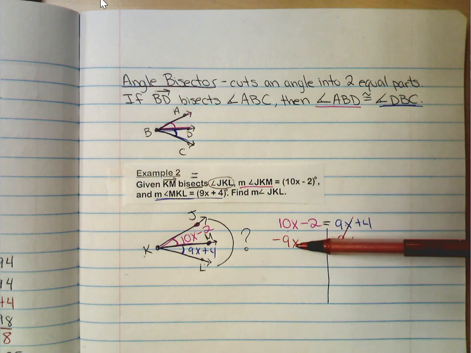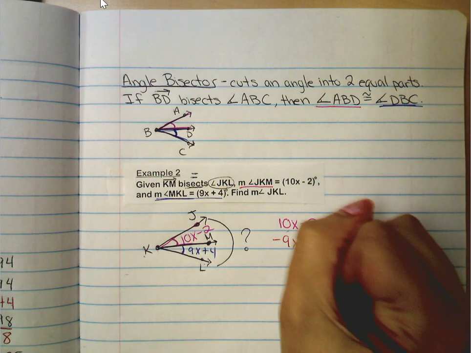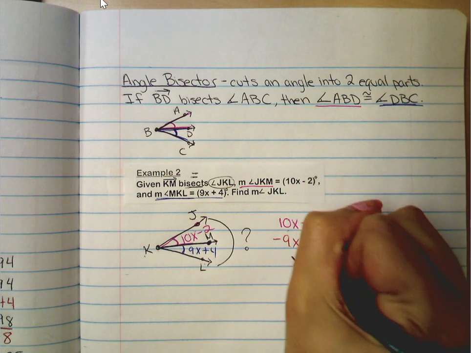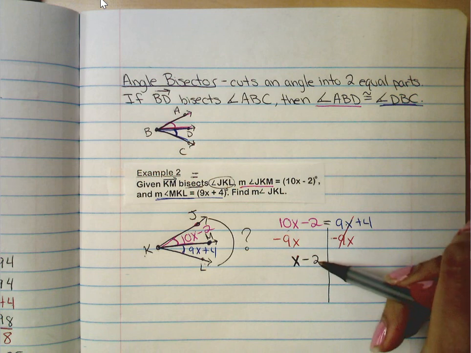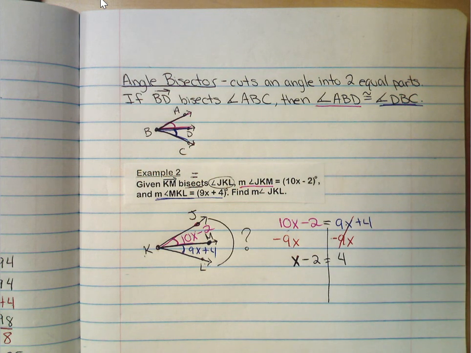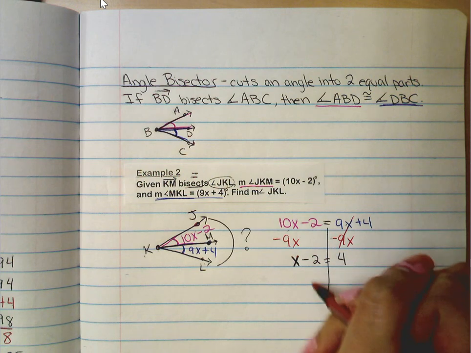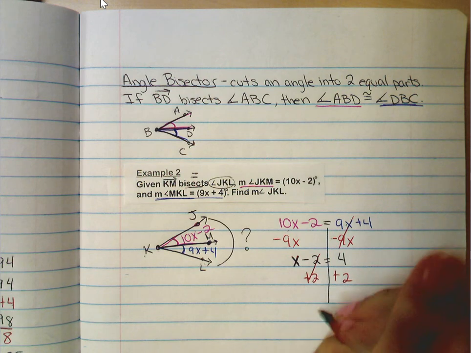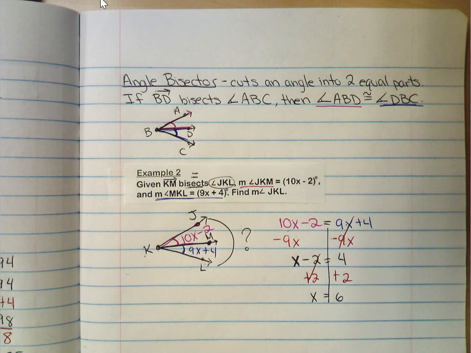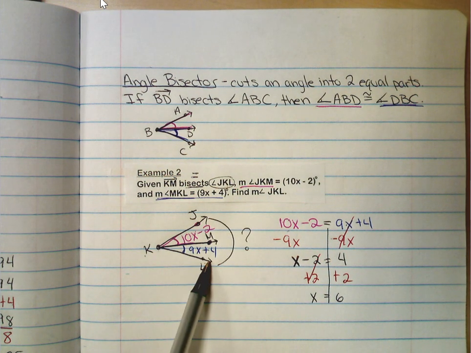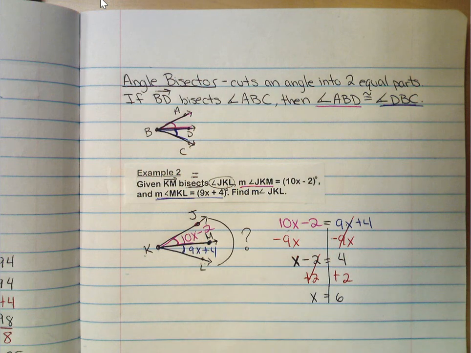So 10x's minus 9x's, that leaves me with 1x. Carry down the minus 2, carry down the 4. And then I need x by itself, so I just have to cancel that 2. So I'm going to do plus 2 on both sides. And I get x equals 6. That just gives me the x value. I'm trying to figure out the total measurement of this angle. So I'm going to plug it in for both of them to see what's the total.